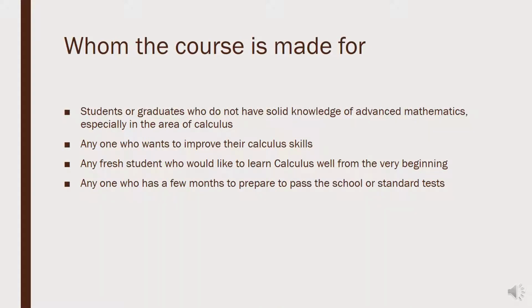I'm so glad that you're here, but before we start, and to prevent wasting your time, we have to understand whom the course is made for. The course is made for students or graduates who do not have solid knowledge of advanced mathematics. By advanced mathematics, I mean calculus 1, 2, 3 in the United States, and also linear algebra and much more. But the basic one is calculus, which is included in this course.